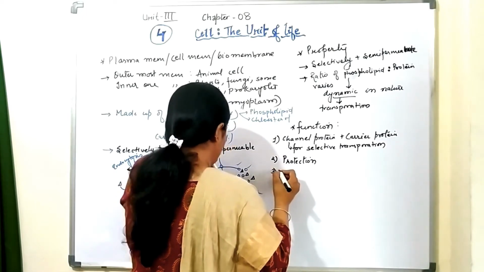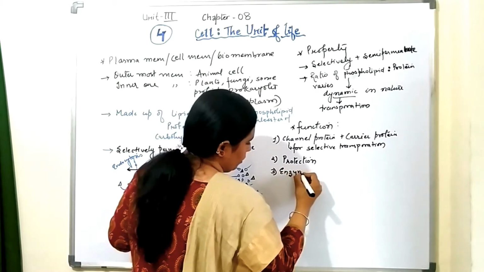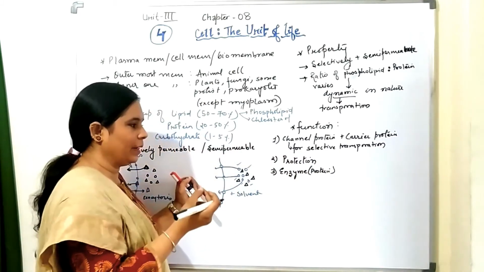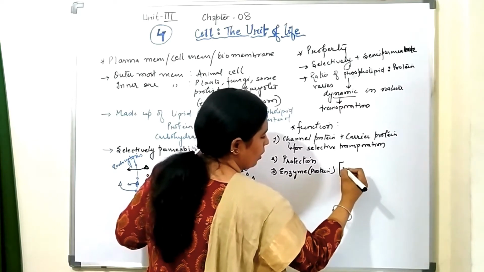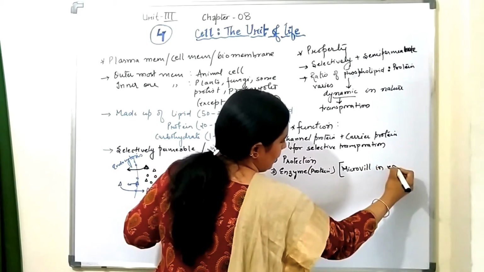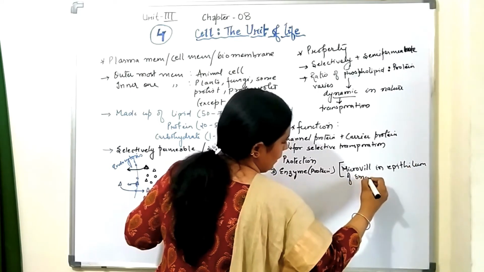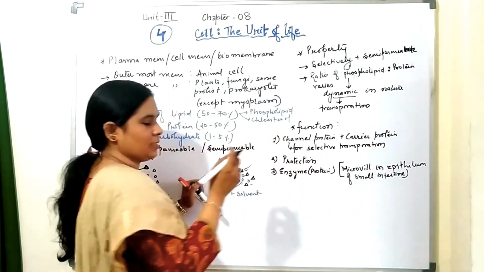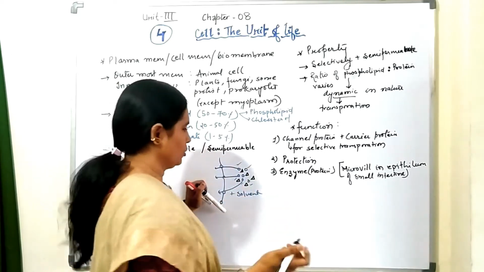Third one, it is having some enzymes, that is some proteins on the membrane. There are some proteins on the membrane which act as an enzyme, especially in case of microvilli in epithelium of small intestine. Here, in this case, some membrane proteins will act as an enzyme and help for easy transportation.